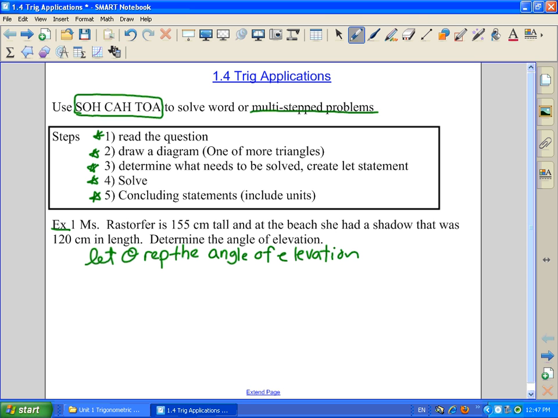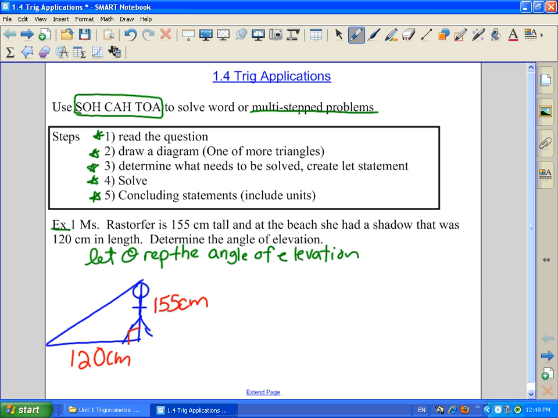So let's now draw a picture. Pretend this is me, Mrs. R, and here's my stick body. I have a shadow. For example, my height is 155 centimeters, and my shadow, which is going to be my horizontal measurement, is 120 centimeters.